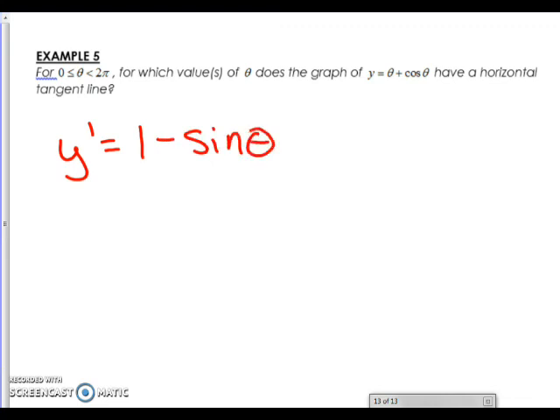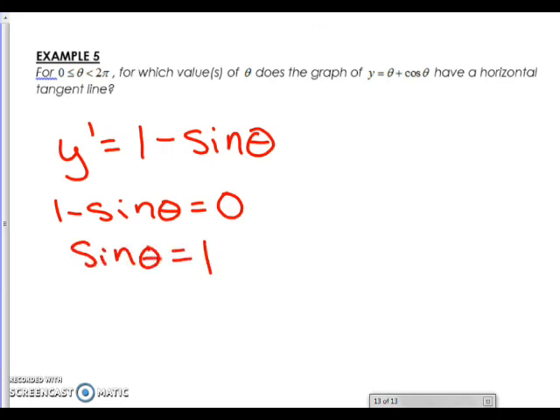Because it's just a different variable, if this was an x, the variable would be 1. So it's just a different variable. And so now I am setting the derivative equal to 0. So horizontal tangent line, you should be thinking take the derivative, set it equal to 0. And then you're going to have sine of theta equals 1.